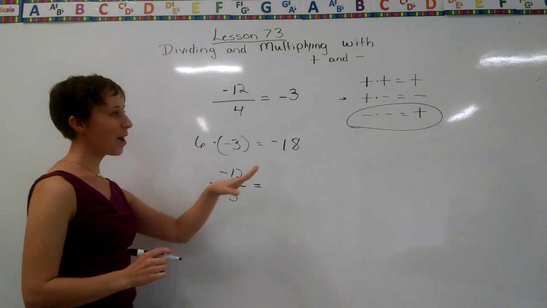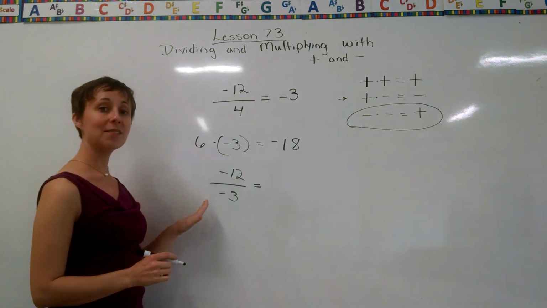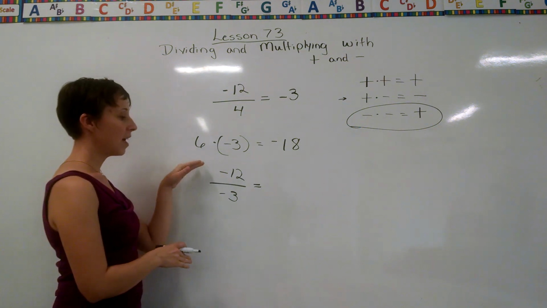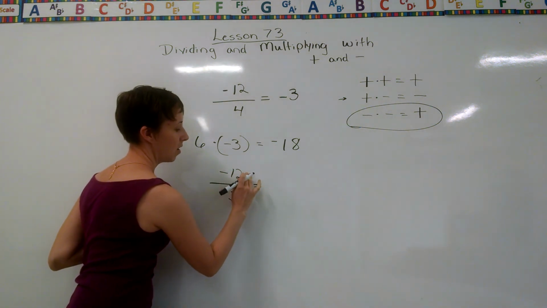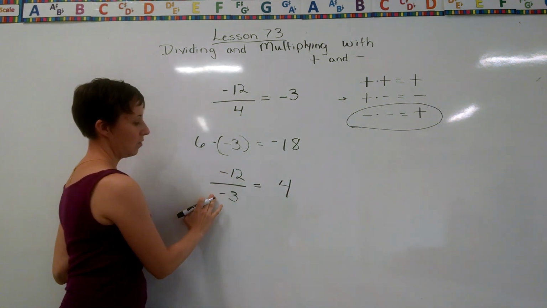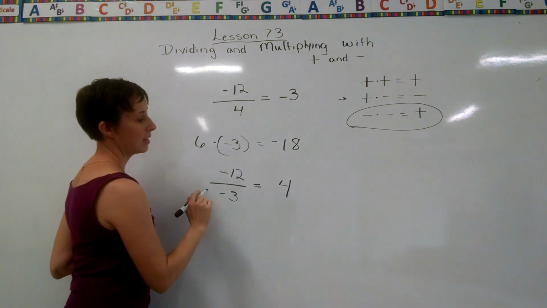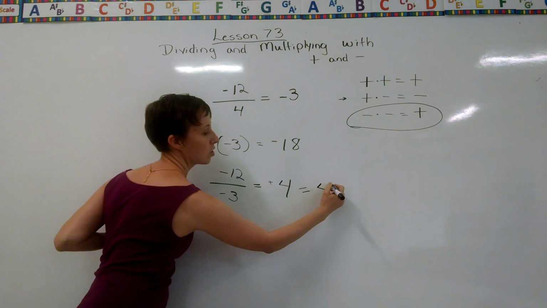Finally, let's try a division problem with two negatives. I have a negative number divided by another negative. Negative 12 divided by a negative 3. Well, I know 12 divided by 3 is 4. A negative divided by a negative is a positive answer. So my answer is going to be positive 4, or it would also be correct to just write it as 4.